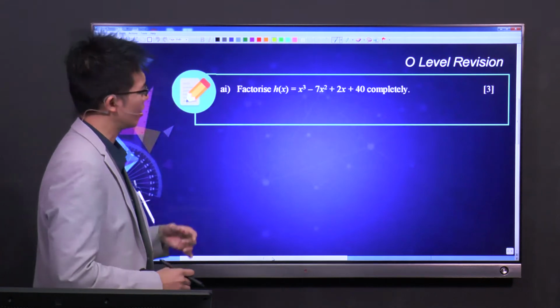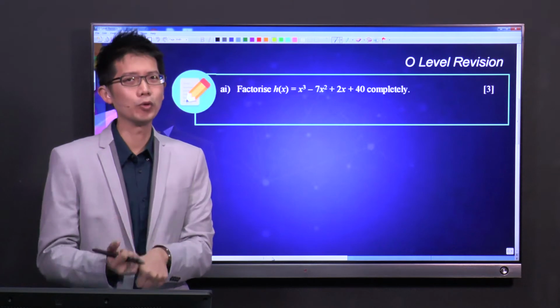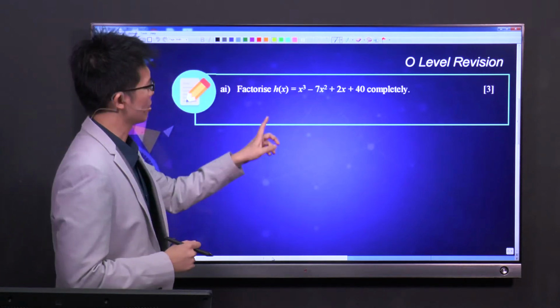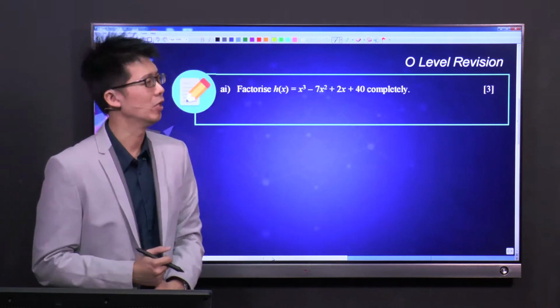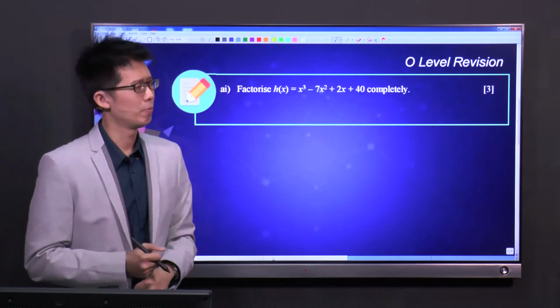Factorize this completely. All of us know that step 1 is to find a factor, or find a root, and that involves what we call trial and error. So we put in x equal to 1. It doesn't equal 0. Put in x equal to 2. It doesn't equal 0. Put in x equal to 3.